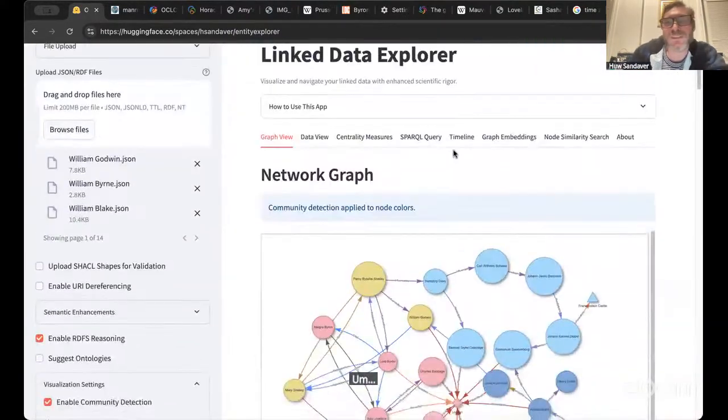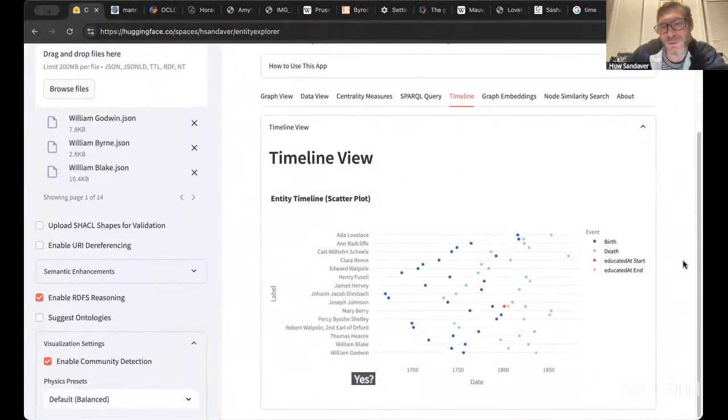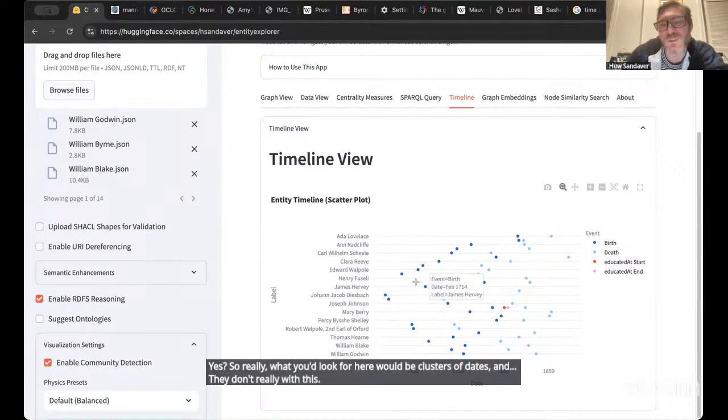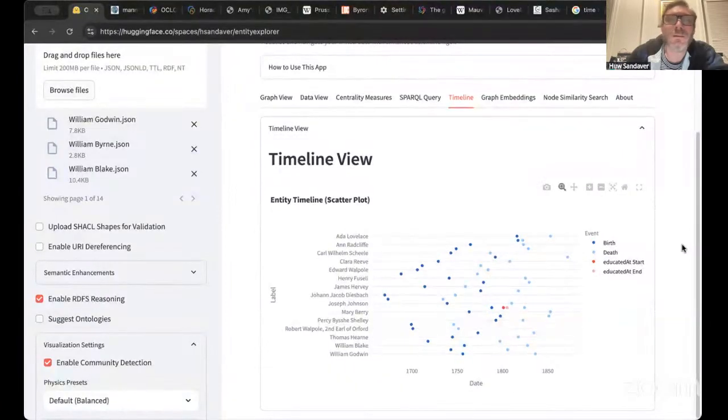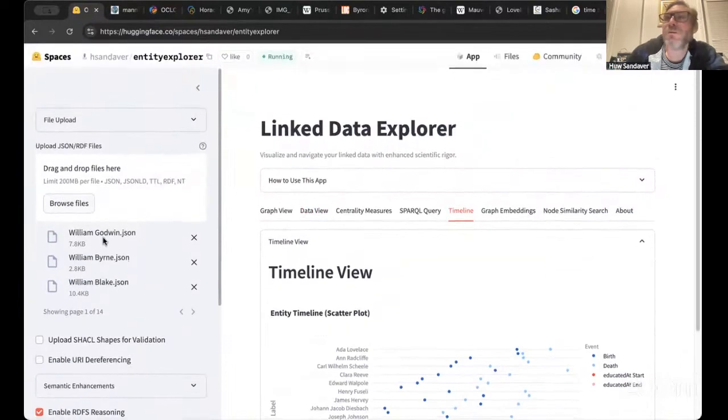Can we visualize dates? Yes. So really what you'd look for here would be clusters of dates, and they don't really appear with this. It's very diffuse. It's quite spread out. So what else can we do?